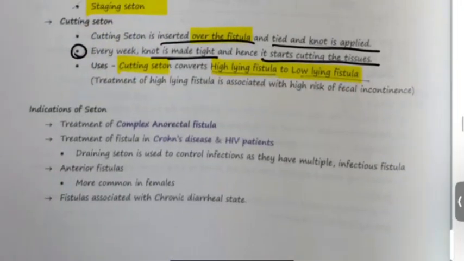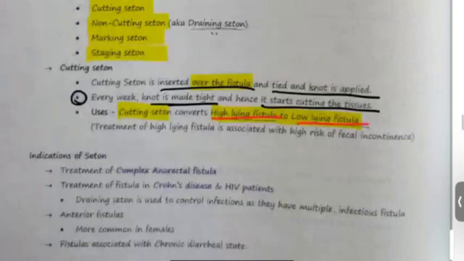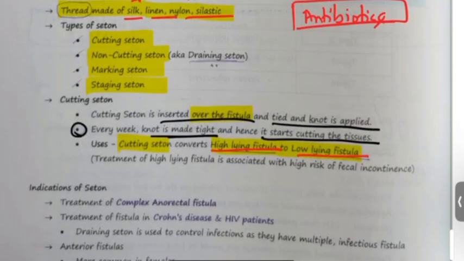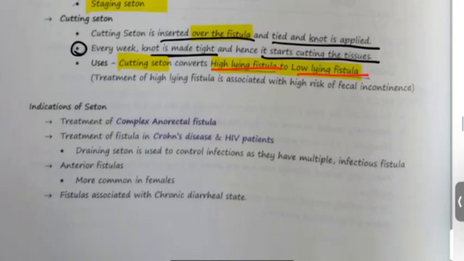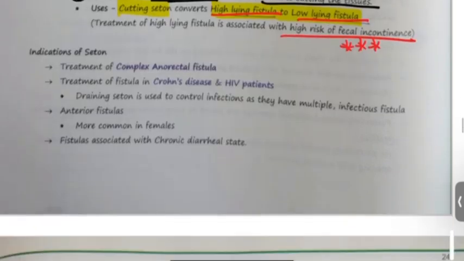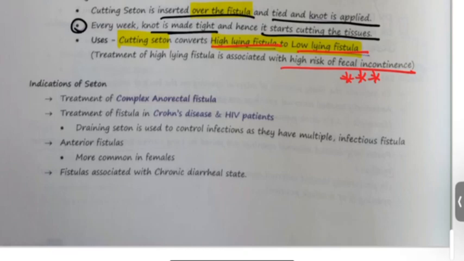Yeah. Cutting seton converts high lying fistula into low lying fistula. Basically you are closing the fistula, putting it lower down. Because of this reason, treatment of high lying fistula is associated with high risk of fecal incontinence. Okay, so when are we supposed to use seton actually? So treatment of complex ano-rectal fistula, that is there are more than one external opening. In that case we can use seton so that we will block the pathways.